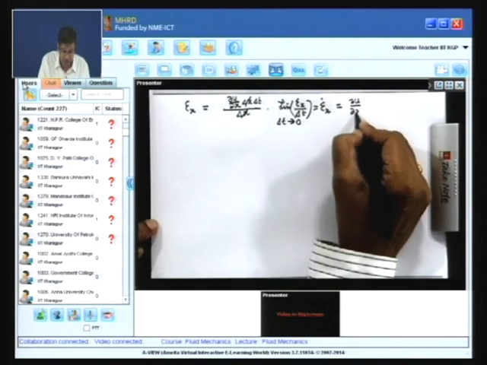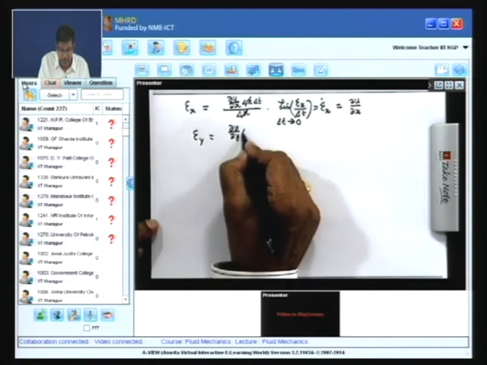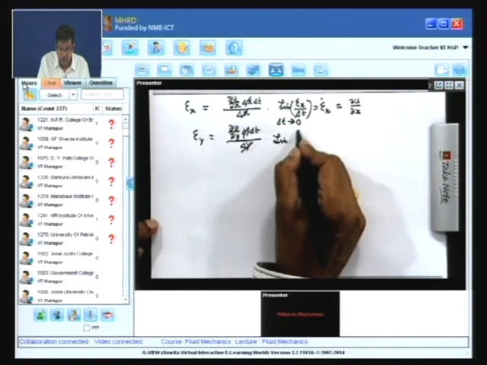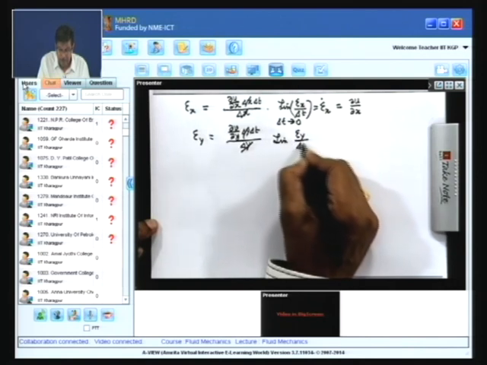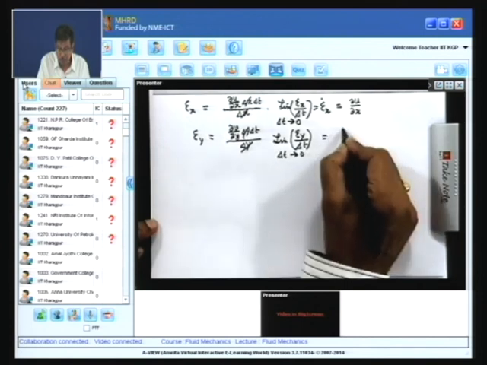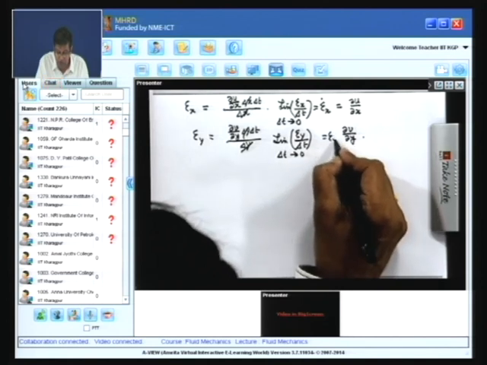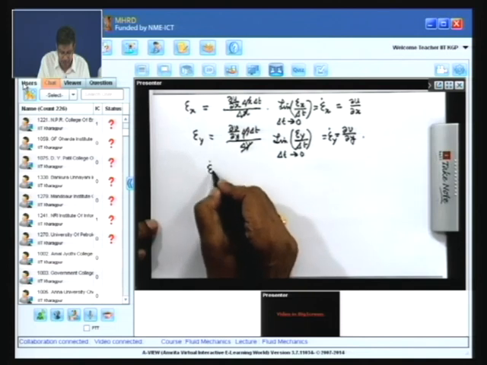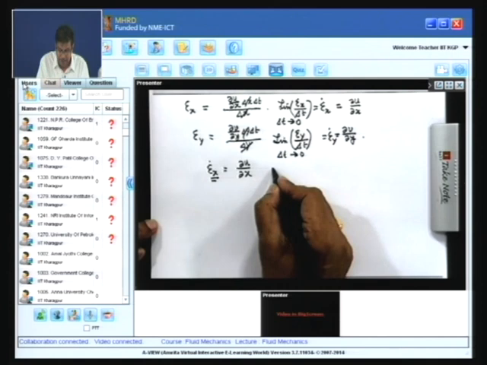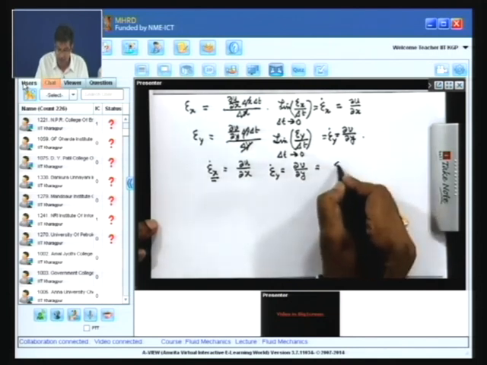In the similar way, we can define the strain in the y direction as the elongation, the change in the dimension ∂v/∂y Δt, divided by the original length. Accordingly the rate of strain in the y direction, by definition εy divided by Δt as Δt tends to 0, becomes ∂v/∂y. So εy dot equals this. Therefore, εx dot is ∂u/∂x, the rate of linear strain in the x direction. Similarly, the rate of linear strain in the y direction is ∂v/∂y, and if we do it for a 3 dimensional case, in the z direction also, we will get this in a similar way.